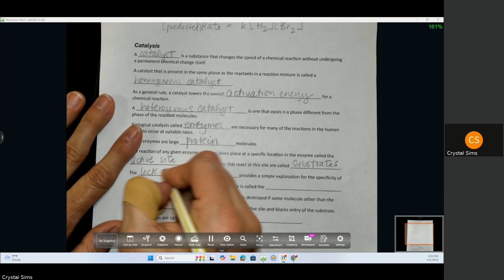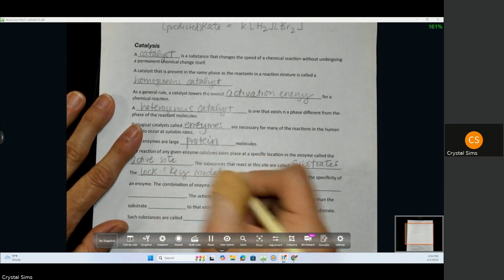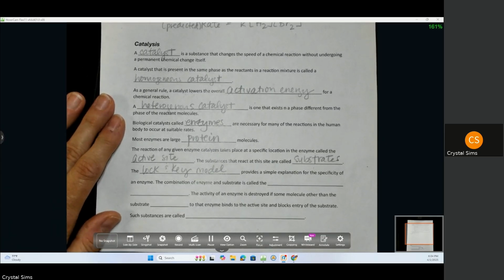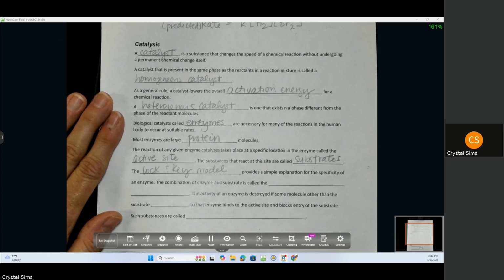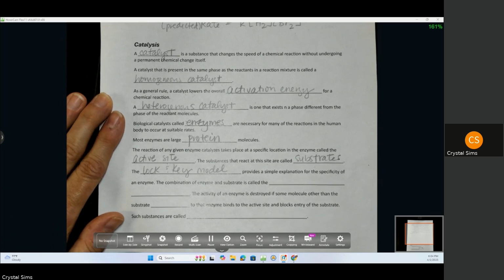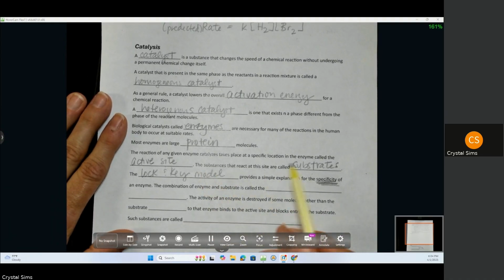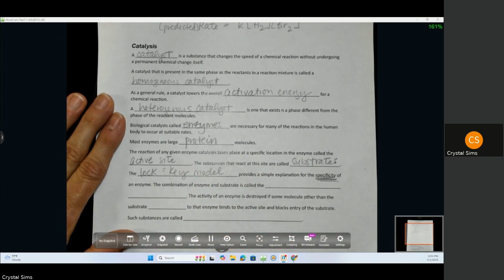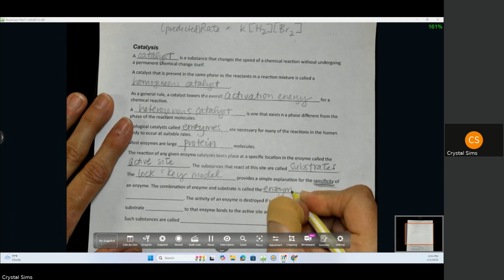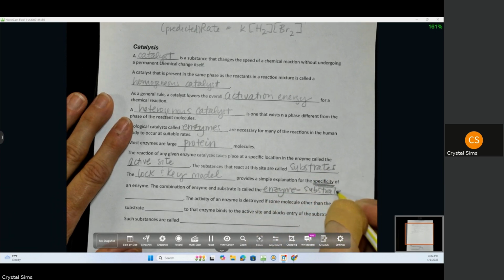And we use what we call the lock and key model to describe the specificity of enzymes, just like the key that unlocks your front door can only unlock your front door. An enzyme that catalyzes reaction A can only catalyze reaction A. You know, my key won't unlock your front door. And an enzyme that's necessary for reaction B cannot catalyze reaction A. So these reactions are very specific. Once the substrate combines with its enzyme at the active site, we call that the enzyme substrate complex.